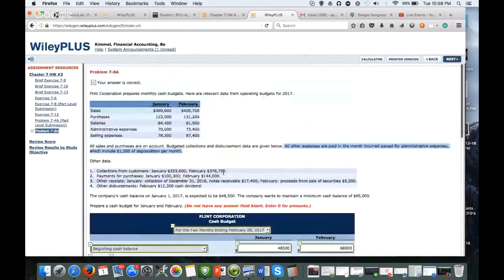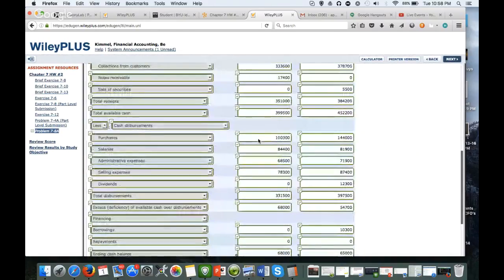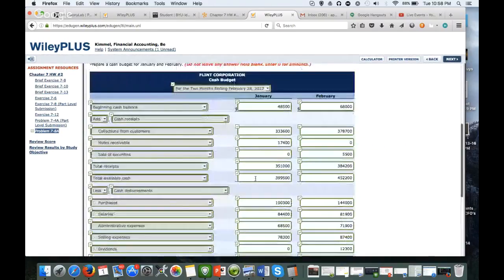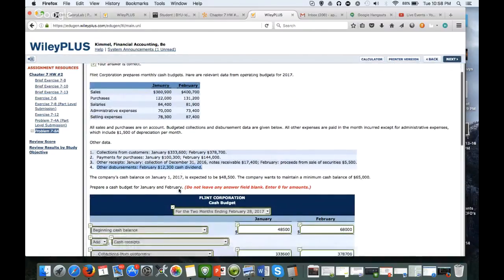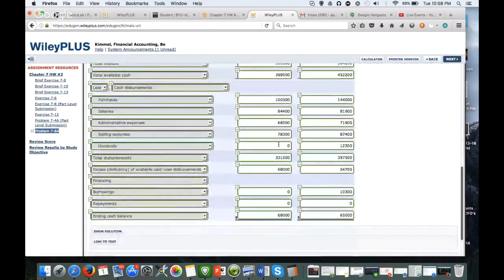Next is our selling expenses, and we find these values right here: 78,300 in January, 87,400 in February, and we go ahead and plug those in. Next is our dividends. We find our dividends right here at the bottom, under other disbursements. In February, not January, we paid out 12,300 in cash for dividends. So in January, we'll leave dividends at 0, but in February, we will add that 12,300.